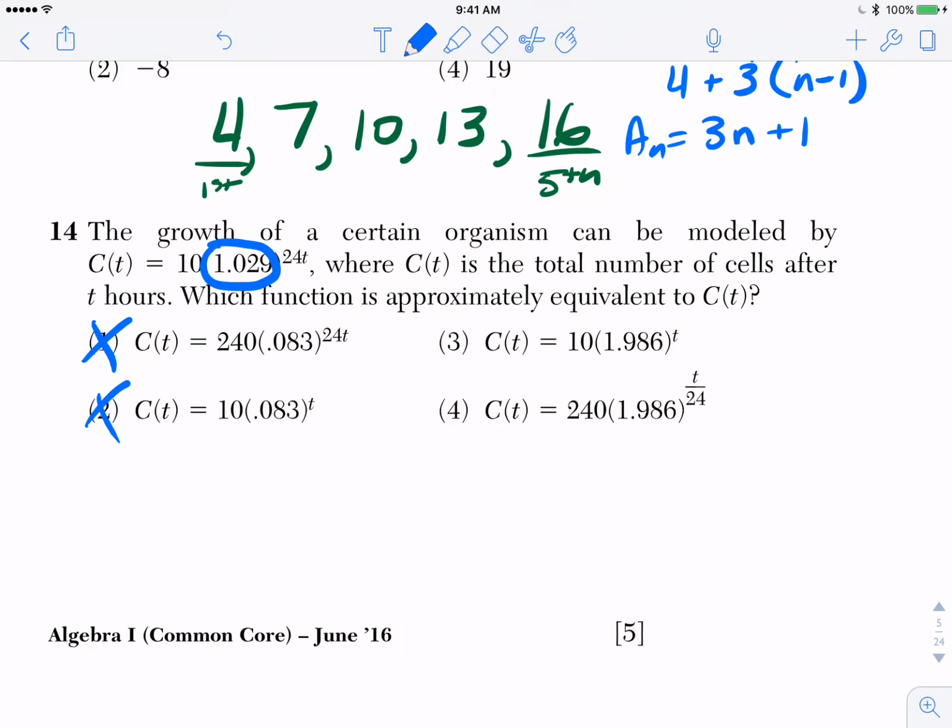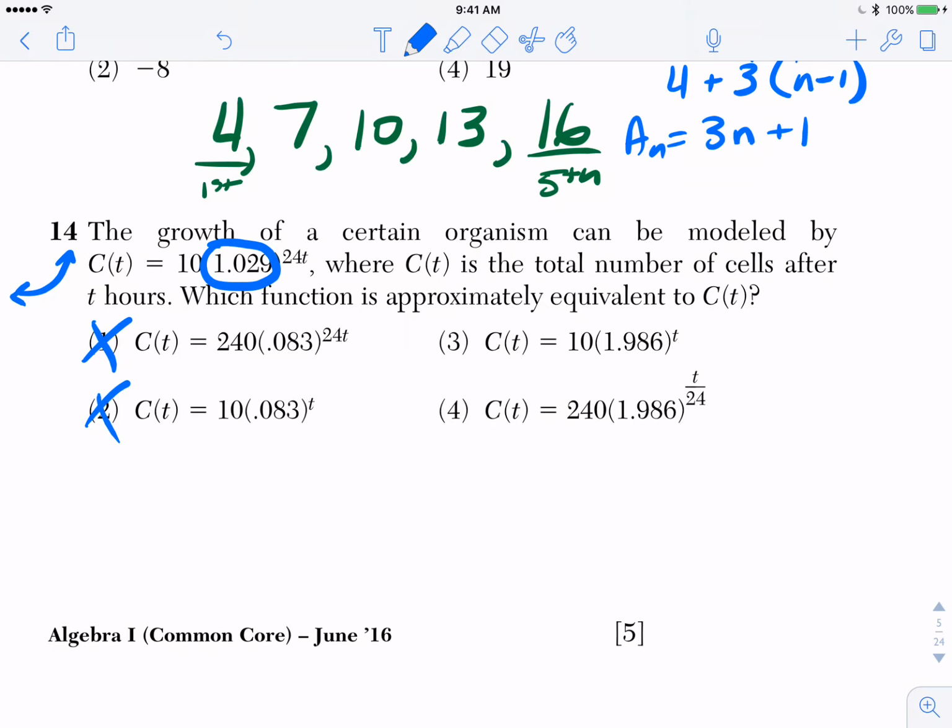This graph would be a growth function. Basically, it would be an increasing function. It would be a J-shaped graph. So why did I cross off 1 and 2? If we look at the base there, both of those bases are less than 1, meaning these would be decaying or decreasing functions. Obviously, if they're two totally different types of exponential functions, they're not equivalent. So it's either choice 3 or 4 here.